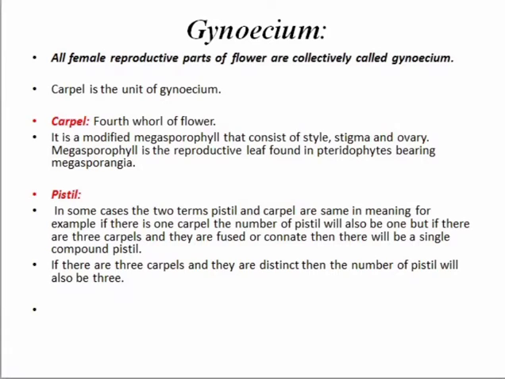Hello everyone. In today's lecture, we are going to discuss the gynoecium. We have already discussed the androecium, which is the collection of stamens or male reproductive parts. Now, what is the gynoecium? The gynoecium is a collection of female reproductive parts. They are collectively known as the gynoecium.